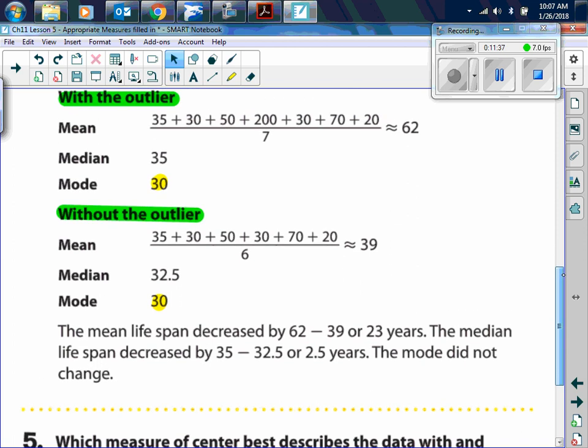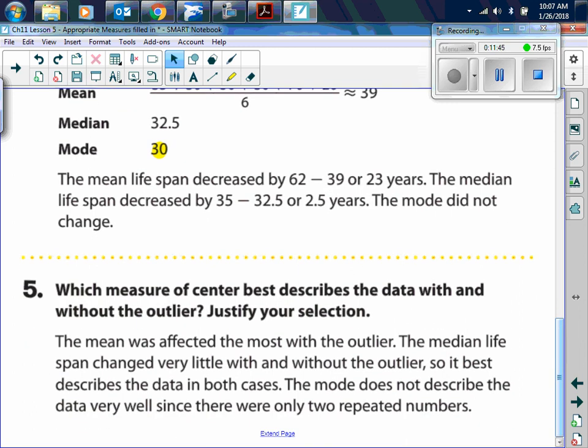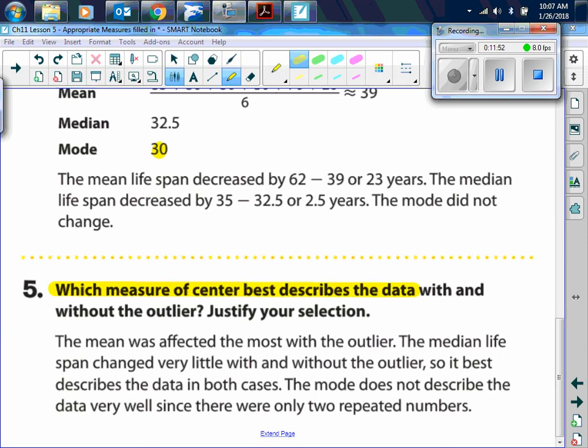So now, knowing that information, the next step is to decide which measure of center best describes data with and without the outlier. So here, the mean was affected the most with the outlier and without the outlier. The median lifespan changed very little without the outlier, so it best describes the data in both cases. The mode does not describe the data very well since there are only 2 repeated numbers.